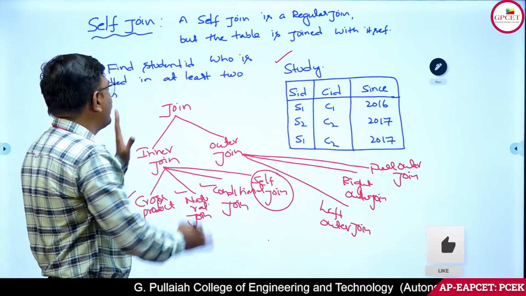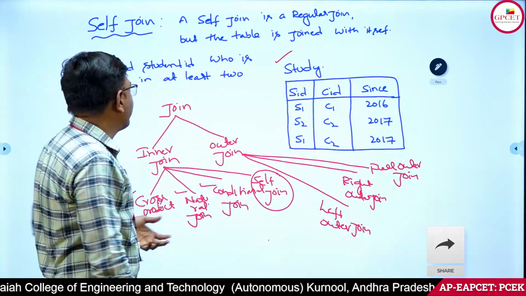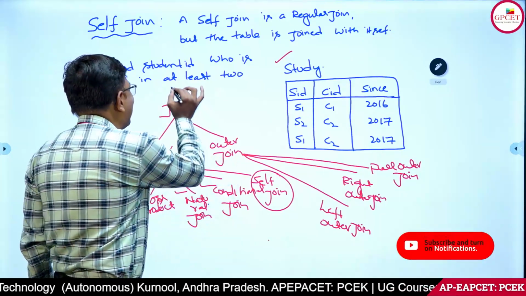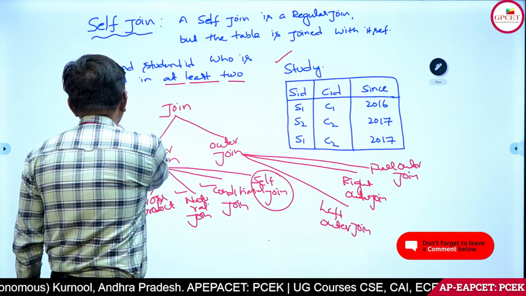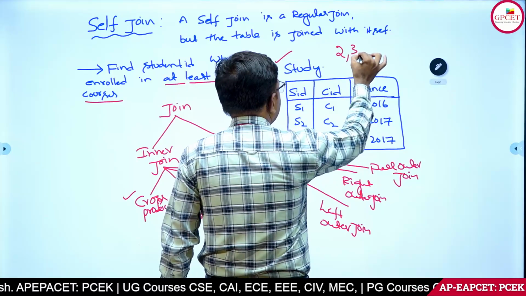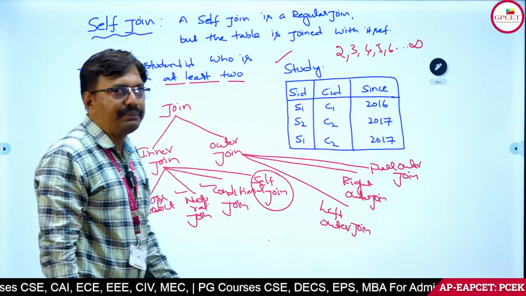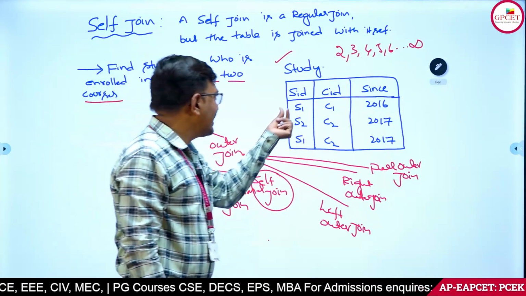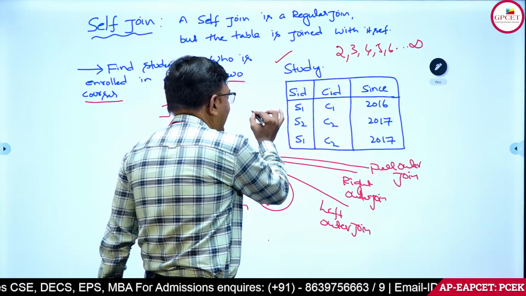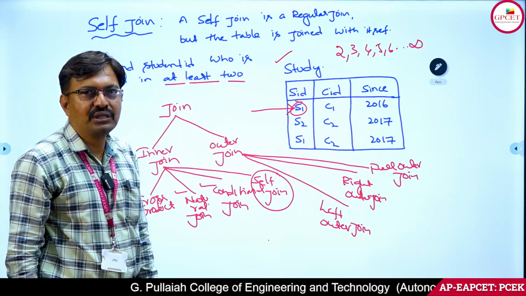Find the student ID who is enrolled in at least two courses. What is the actual problem? We find the student ID who is enrolled in at least two courses. At least what? Two courses. The output is minimum two: 2, 3, 4, 5, 6, up to infinite. But minimum is 2. According to our table, S1 joined two courses, C1 and C2. The actual output is S1.